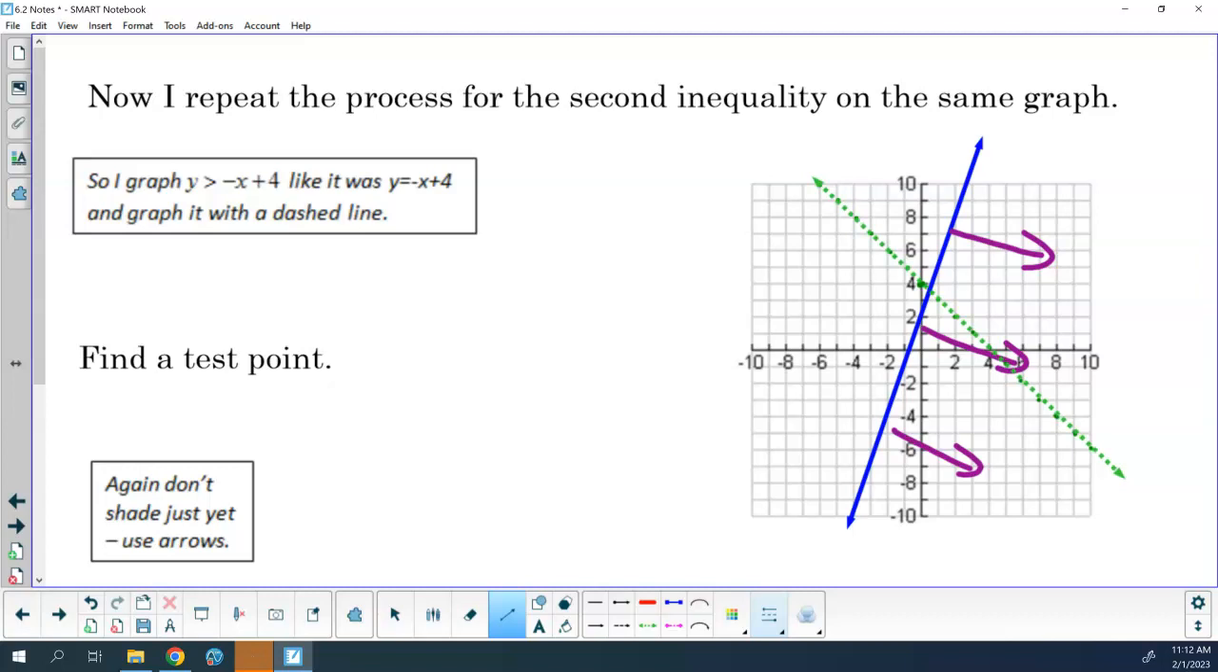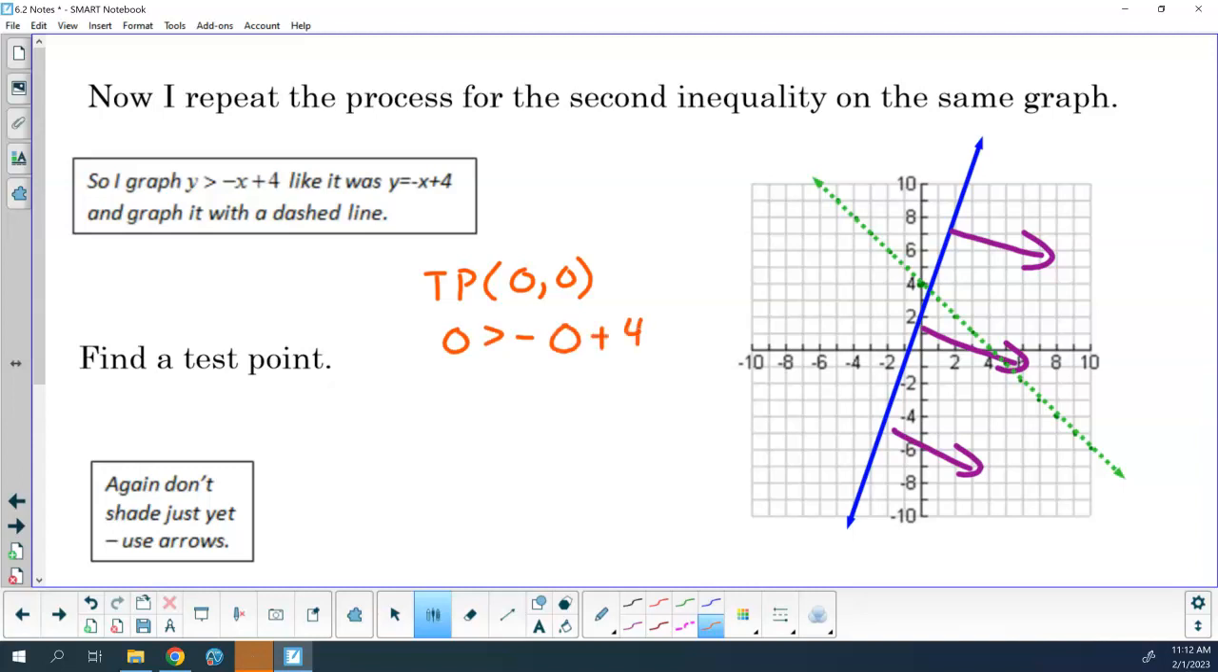We will also have to repeat the process of test point. It didn't go through the origin, so I'm going to use the origin once again. 0 is greater than negative 0 plus 4. Negative 0 is 0, plus 4 is 4. Is 0 greater than 4?